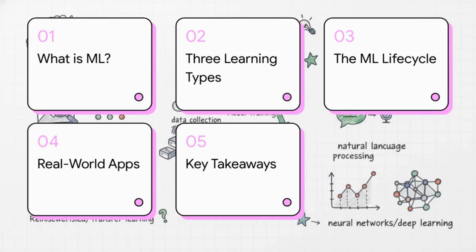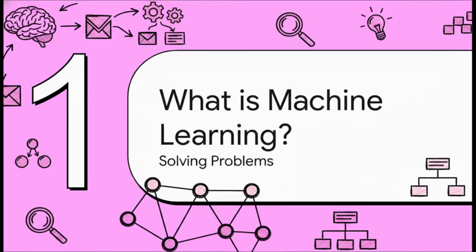To unpack all of this, we're going to follow a really clear what, how, where framework today. First, what is machine learning? Second, the 3 learning types. Third, the ML life cycle. Fourth, real-world applications. And finally, we'll wrap up with the key takeaways to make sure it all sticks. Let's start with the what. How exactly do we define this revolutionary technology?